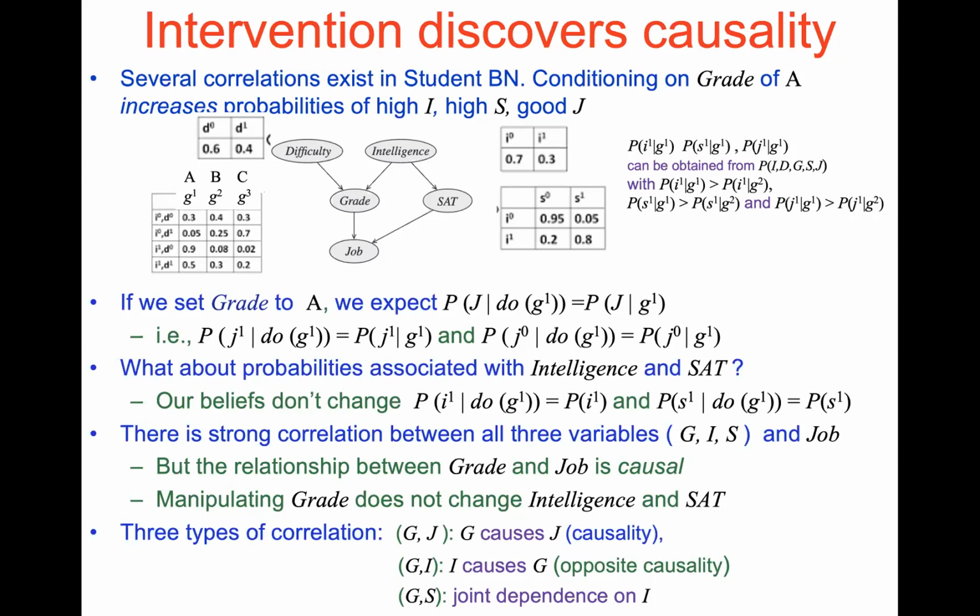So the causal dependence remains the same, but the correlations are as before, right? The correlations exist, but in this case, for example, I1 given do G1 is not the same as I1 given G1, right? So that is not the same. It's just I1 itself, intelligence itself. The prior probability here, and it's not I1 given G1. Whereas here it's J1 given G1. So these ones behave differently compared to the other one.